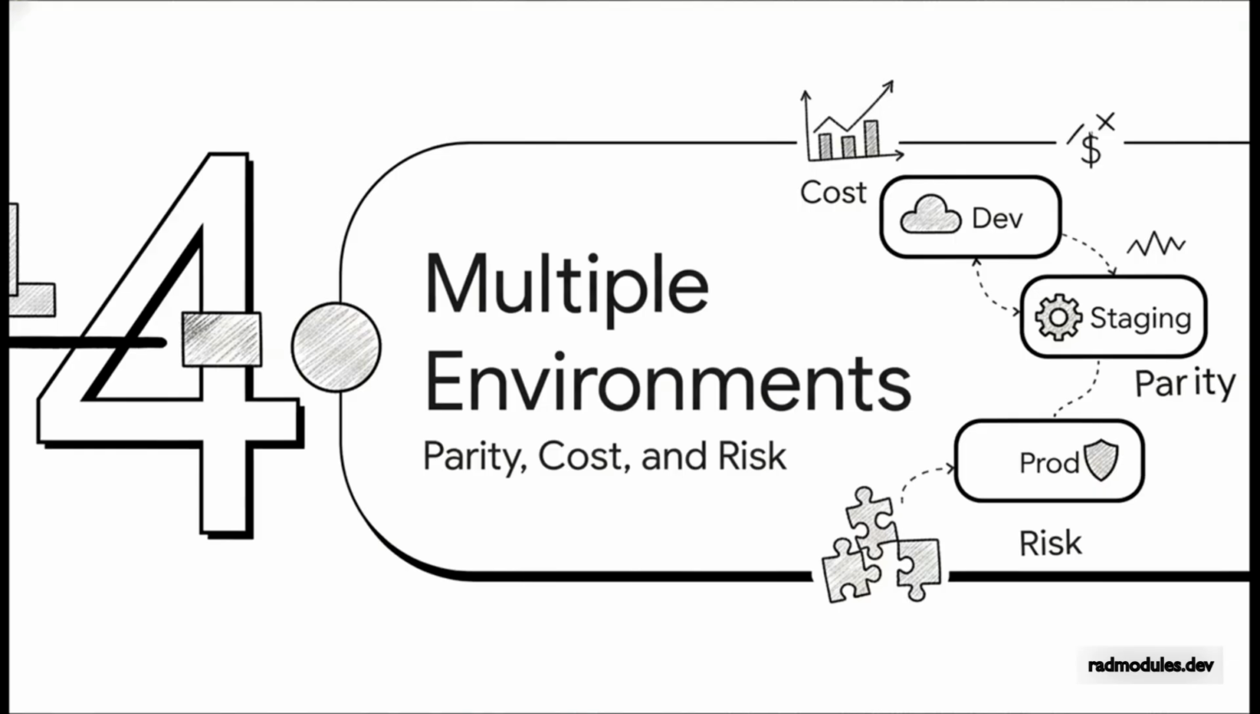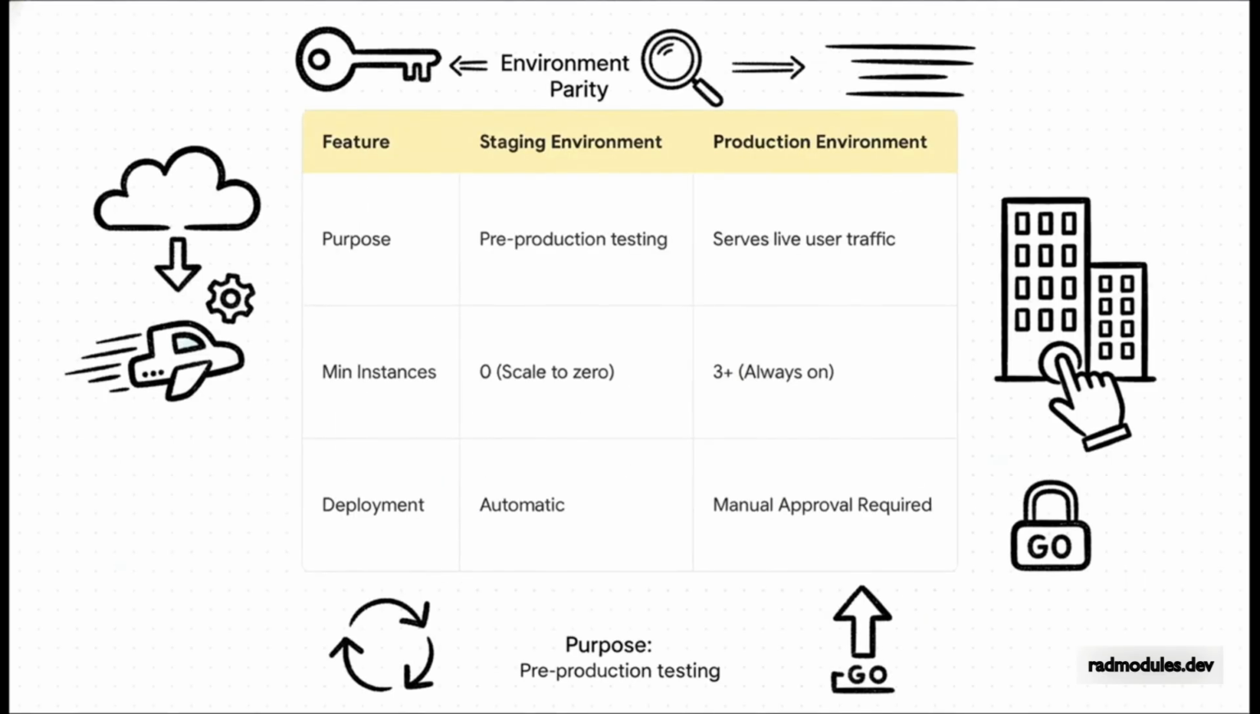So we've got this awesome automated pipeline, and it's pushing our code out to multiple environments. That brings us right to our next big topic. How do you manage all of them effectively? So one of the big goals here is something called environment parity. All that really means is your staging environment should look as much like production as possible, so your tests are actually reliable. But as you can see here, you tune the configuration. Staging can scale down to 0 to save you money, while production needs to be on all the time. Deployments to staging might be totally automatic, but you'll probably want manual approval for production.